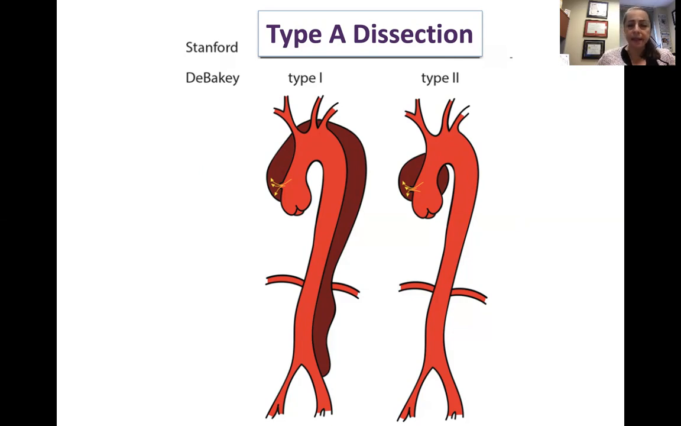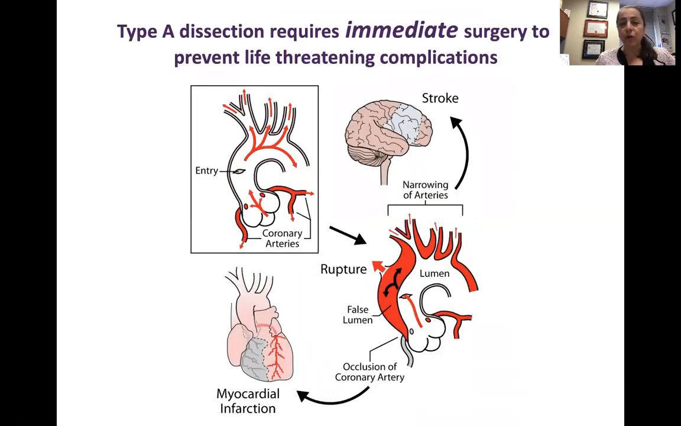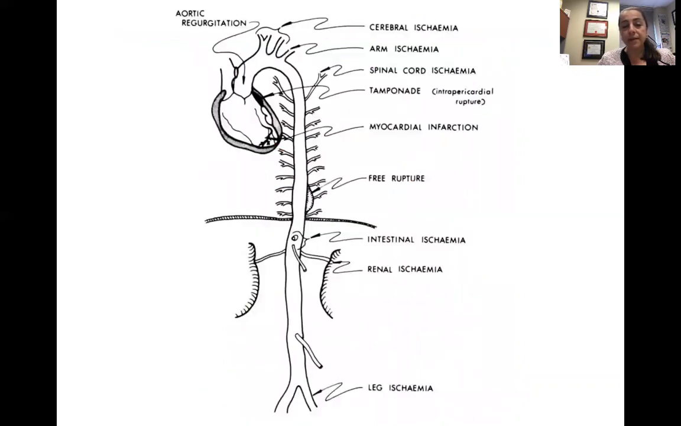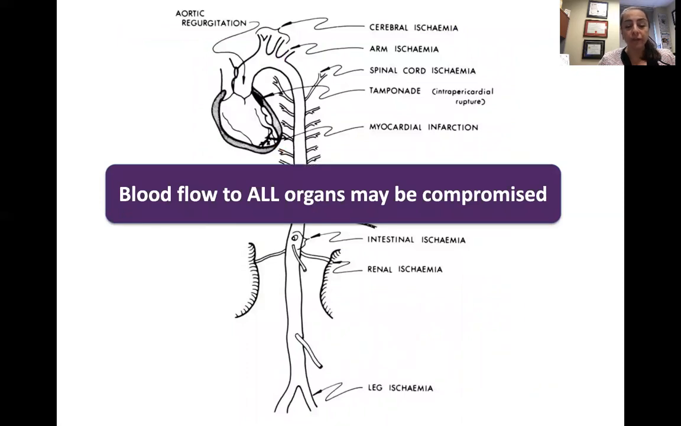Unlike type B dissections, which can often be managed medically, type A dissection requires immediate surgery to prevent life-threatening complications, namely stroke, aortic rupture, or a heart attack. And we must remember that blood flow to all of the organs may be compromised during a dissection, which is why dissection is hard to diagnose and why the surgeon has to think about all parts of the body when planning their operation.